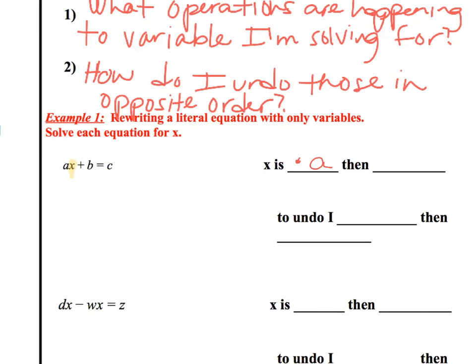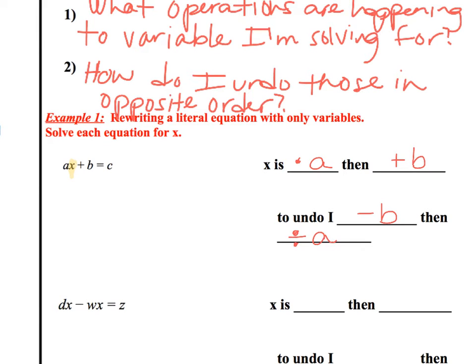Now we'll check, do we see some addition or subtraction? Yes, Isaiah, what do you see? Plus b. So first, x was multiplied by a, and then it was added to b. So to undo it, we go backwards. We have to undo the addition first. To undo, I subtract b. And then, what's the opposite of multiplying? Divide by a.